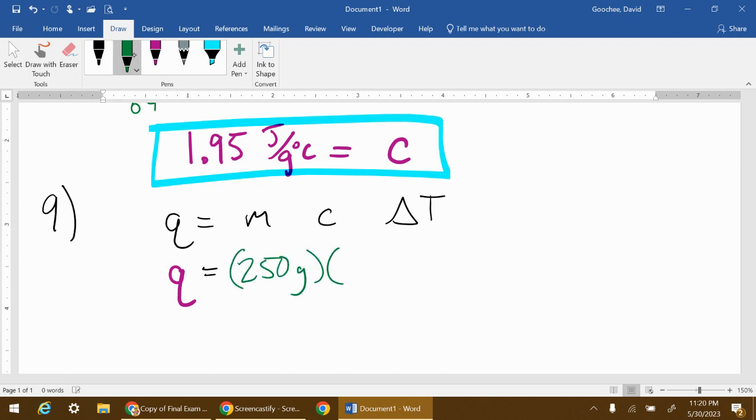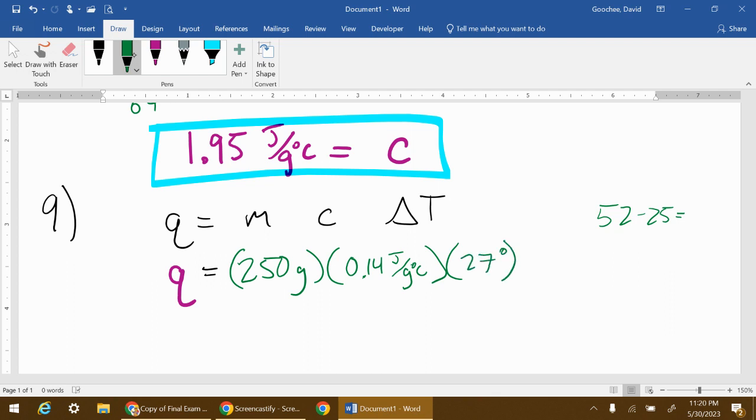The specific heat of the mercury is 0.14 joules per gram degree Celsius. It takes 0.14 joules to raise a gram by 1 degree. And the temperature change goes from 25 degrees to 52 degrees, so that's a total temperature change of 27 degrees.